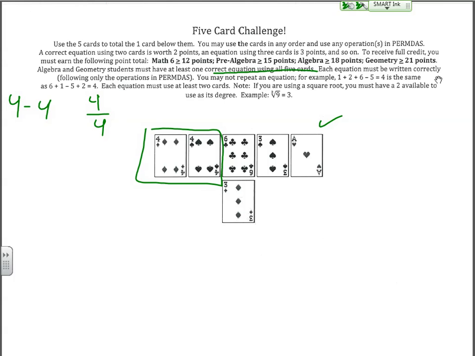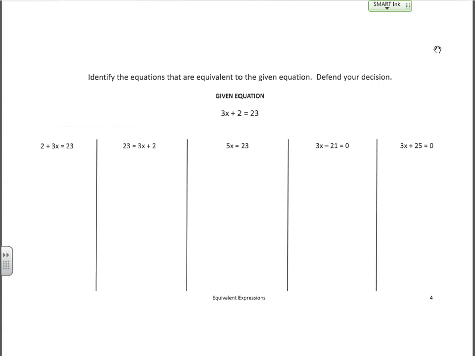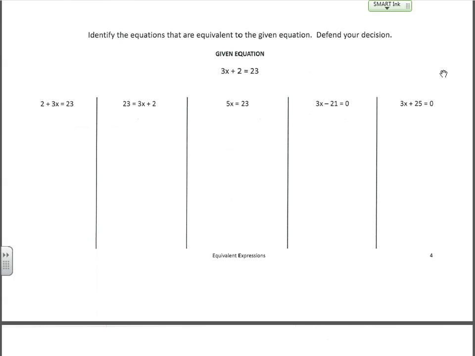Okay. All right. Next page, we have the equivalent expressions. And in this case, I give you an equation, which is topical, considering we just took our test on a deep dive into equations and different ways to write them and simplifying and things like that. So the given equation is 3x plus 2 equals 23. You need to tell me how many of those 5 equations are equivalent to that. Like saying the same thing, but just a different way.